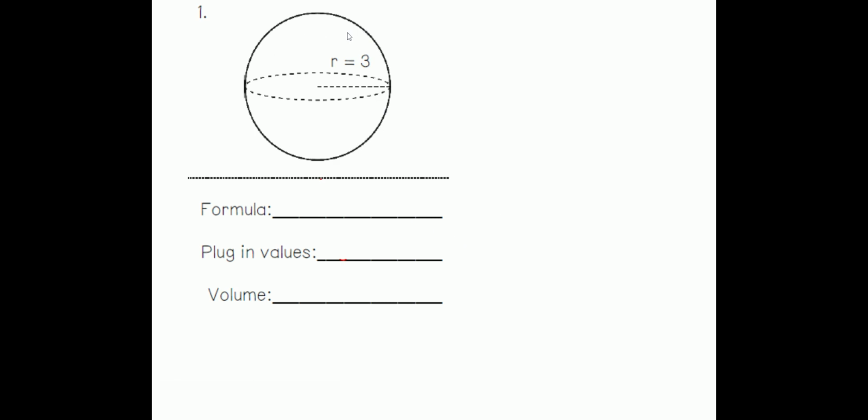Let's go ahead and try some examples. In this example, we need to find the volume of a sphere with a radius of 3. So let's rewrite our formula. Volume equals 4 pi r to the third divided by 3. Let's plug in our values. We don't know what the volume is, so we're just going to write V. We know 4 is 4, pi is 3.14, radius is 3, so we're replacing r with 3, raising it to the third power, and dividing by 3.